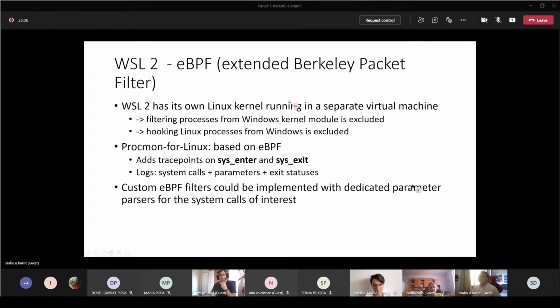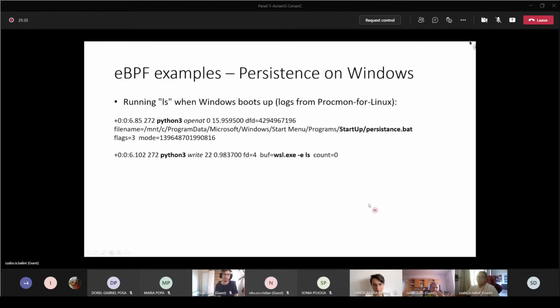In case of WSL2, we propose a different solution, eBPF, which is short for Extended Berkeley Packet Filter. WSL2 has its own Linux kernel, so it's not simple to monitor activity, but we tried a tool called Procmon for Linux. It's based on eBPF. We can basically add hooks on the system calls, and we will get the system call, the parameter, and their exit statuses. And using this eBPF technology, we can build our own filters with dedicated parameter parsers.